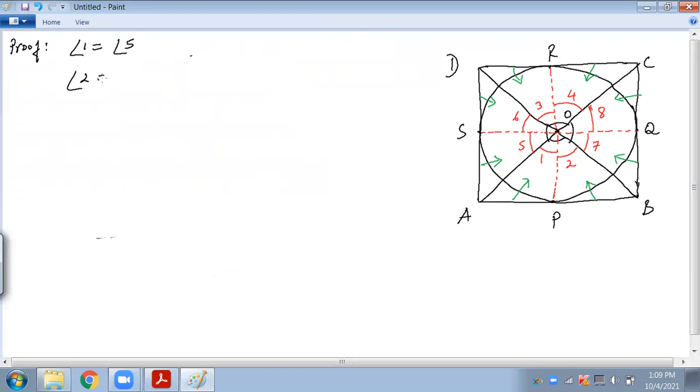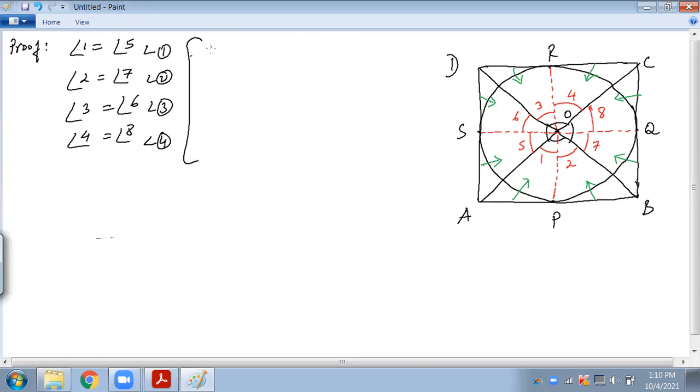Again, angle 2 equal to angle 7. 1 and 5 are the angles subtended by two tangents from the same external point, so they will be equal. 2 and 7 are angles subtended by two tangents from the same external point, so they will be equal. Same way, 3 and 6 will be equal. Same way, 4 and 8 will be equal. You can mark it 1, 2, 3, 4.